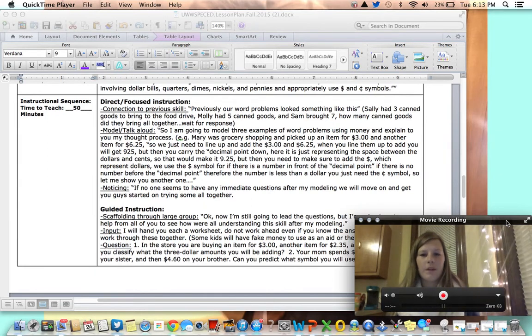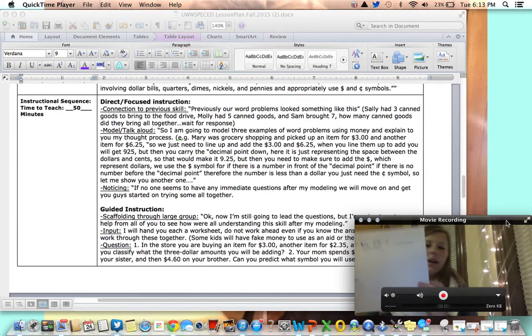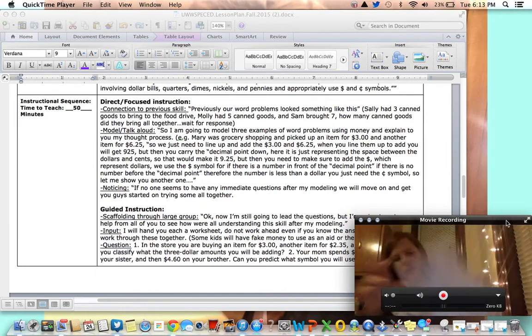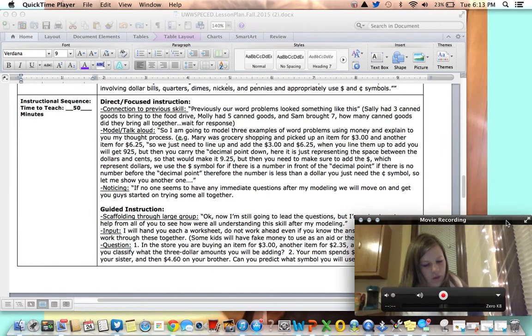And then, so I teach them that you need to line up just like you're adding. You can get rid of the decimal points, which we'll just call decimal points even in money because that's how they know them. So we're going to add it up. So it looks like you are just adding 300 and 625. So you do this math.